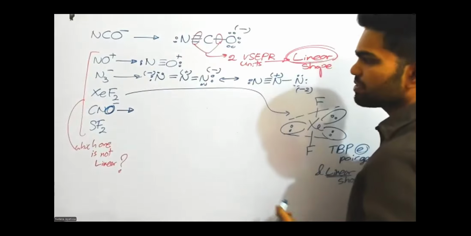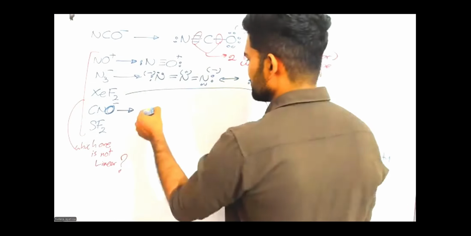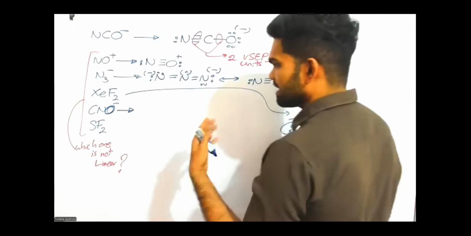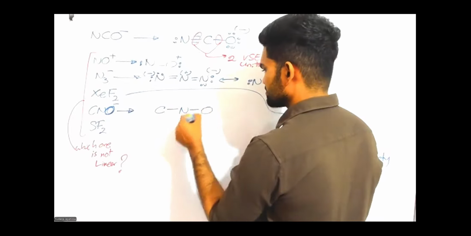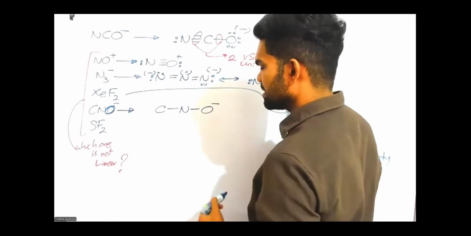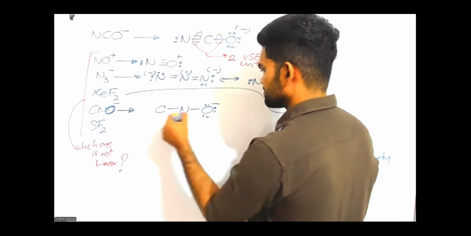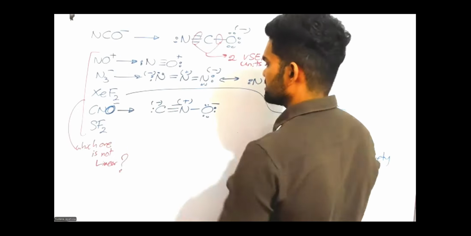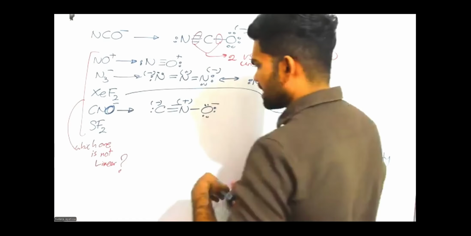Don't get confused with the NCO minus. If they say CNO, you must put the central atom as nitrogen here, as they expressed. So then that also can happen. Still the minus charge should be there on oxygen. So then 3 lone pairs, plus and minus. This is the structure. Still it is linear. So then the last one must be our answer.